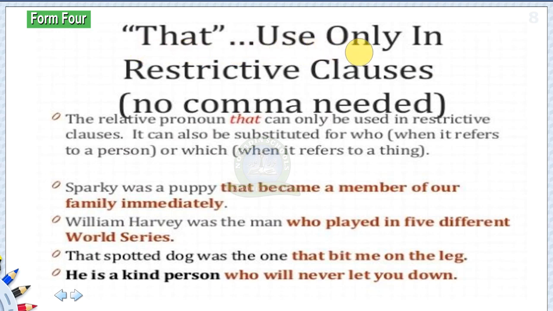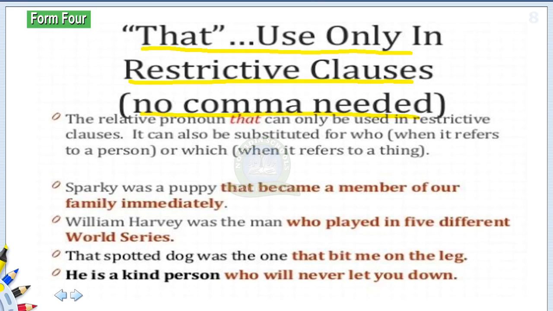That is used only when we are talking about a restrictive clause. Which can be used in a non-restrictive clause, but that can be used in a restrictive clause. In a restrictive clause, no comma is needed. Which can be used in a non-restrictive clause, a clause that provides non-essential information, but that can be used in a restrictive clause. Restricted means limited. So the relative pronoun that can only be used in a restrictive clause.